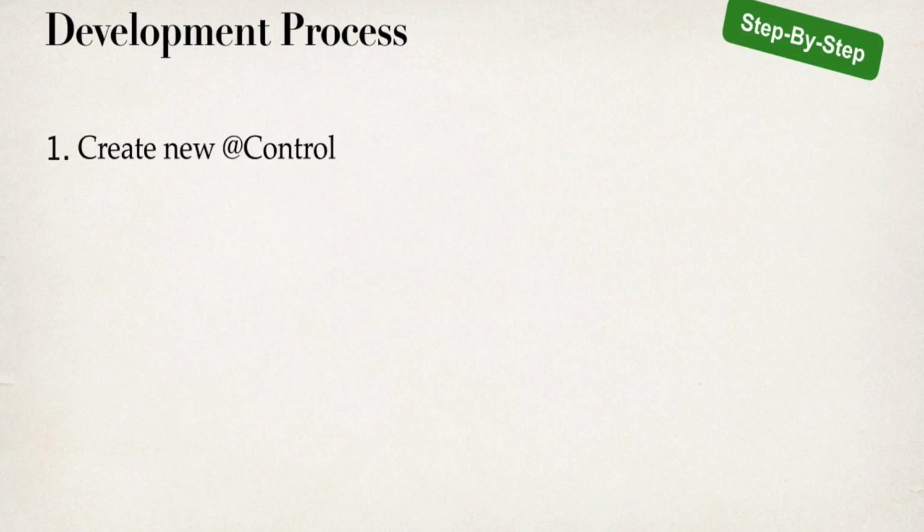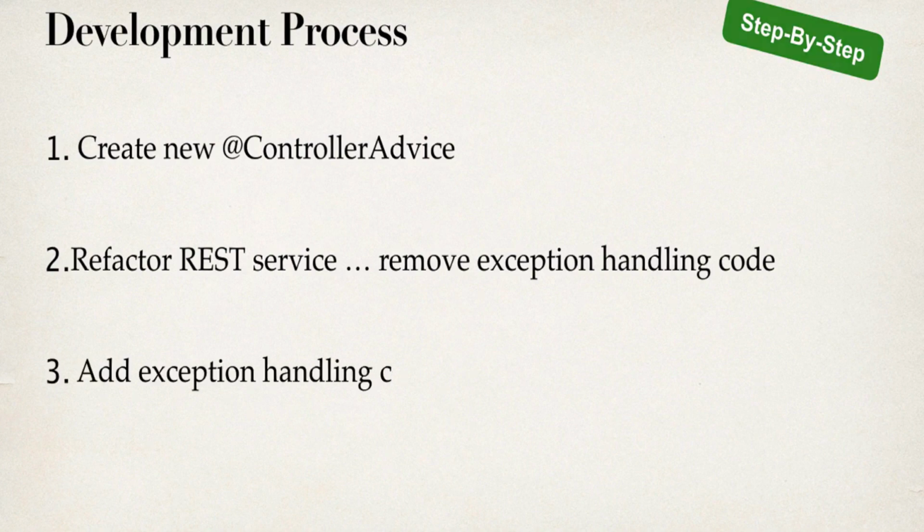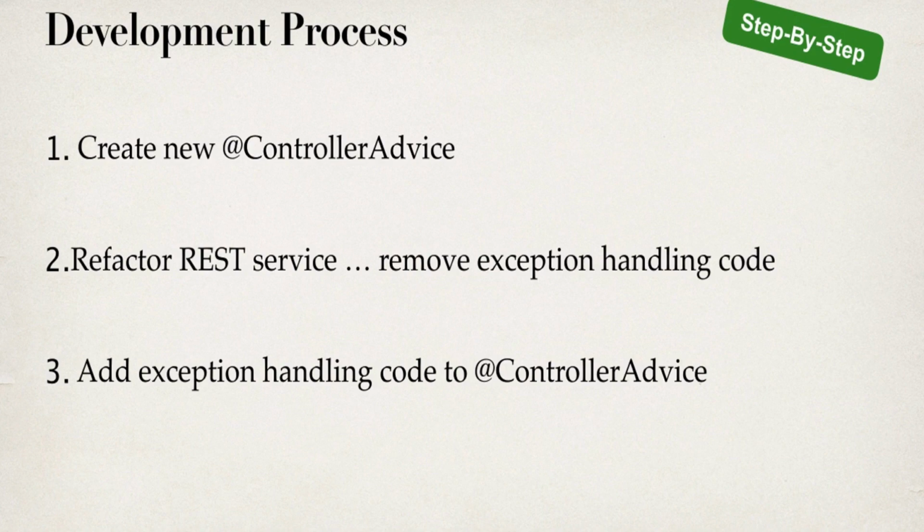As far as the development process, what we'll do is we'll create a new controller_advice, and then we'll go through and refactor our REST service. We'll remove the exception handling code from our REST service, and then we'll add the exception handling code to the controller_advice. So it's basically just taking existing code and moving it around a bit and placing it in that global exception handler.